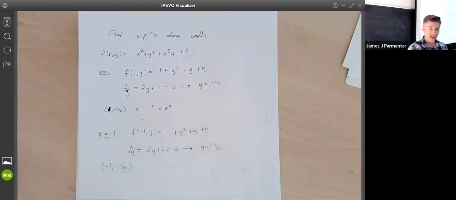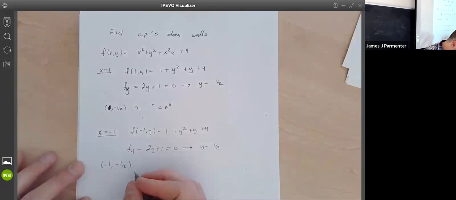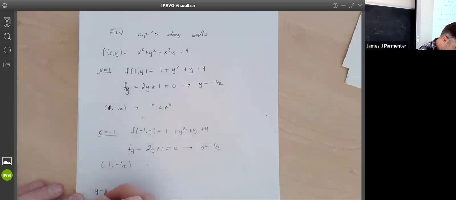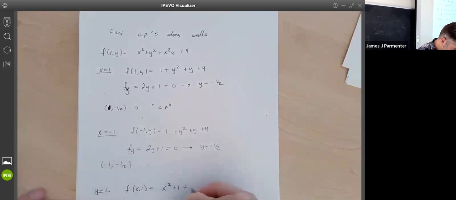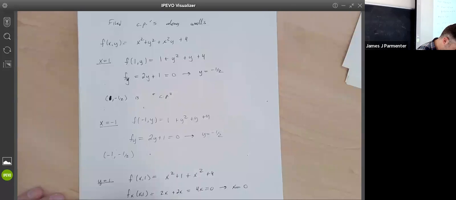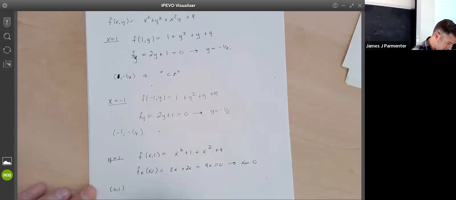We would also do the same for the y walls. So we plug in y equal to 1. We're going to get f of x comma 1 is x squared plus 1 plus x squared plus 4. Taking the partial of that, we get 2x, or really I should have put those together. We get 2x plus 2x, which is 4x, and we set that equal to 0, and we get x equal to 0. So 0, 1 is a critical point on a wall.